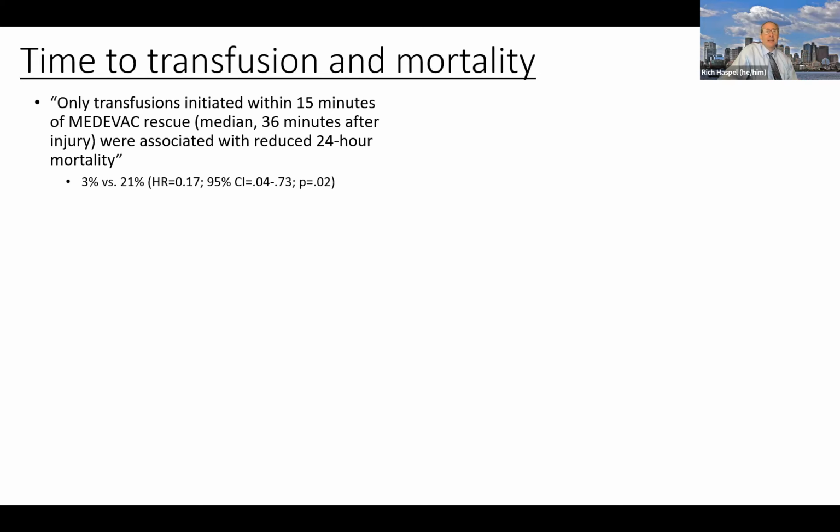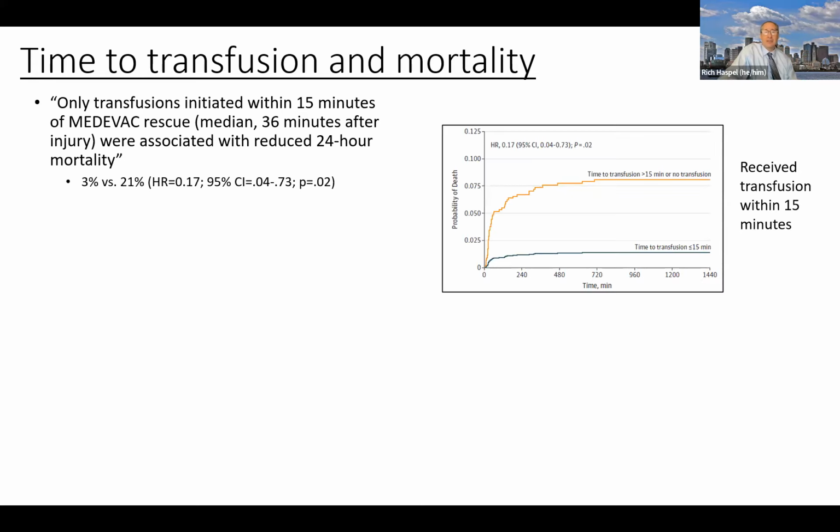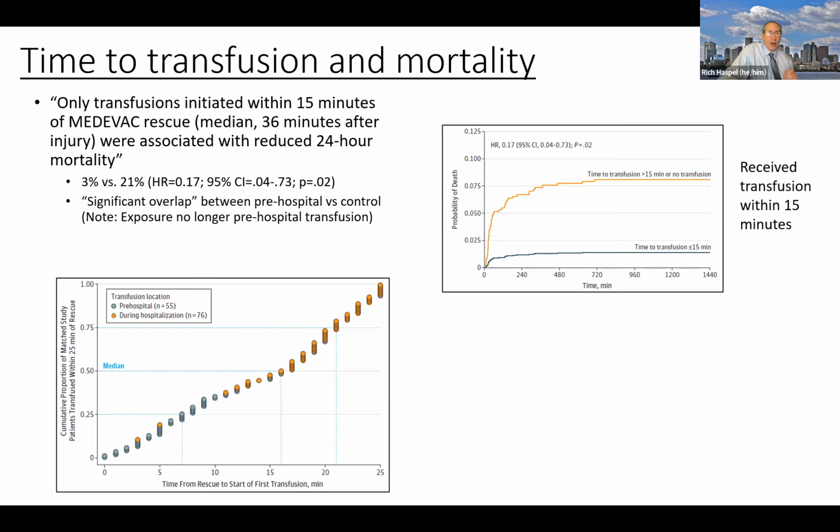Okay. Then they looked at another outcome. They said only transfusions initiated within 15 minutes of rescue were associated with reduced 24-hour mortality. Okay. This is adjusted. So this is if they received transfusion within 15 minutes. But the key thing here is there was significant overlap between the pre-hospital versus control. So if you look at the orange, you can see there were people between 0 and 15 minutes who actually received the transfusions in the hospital.